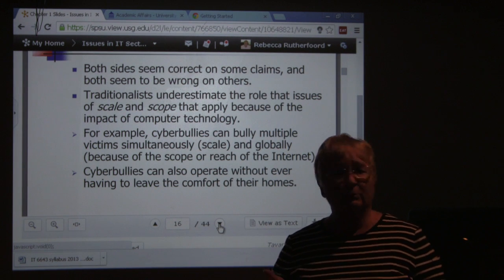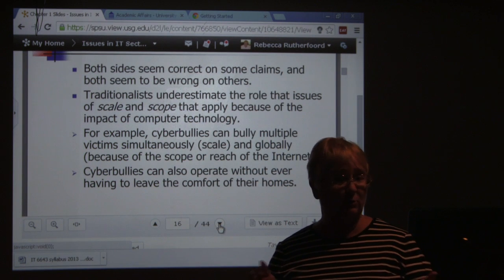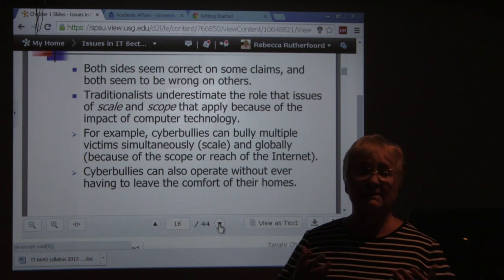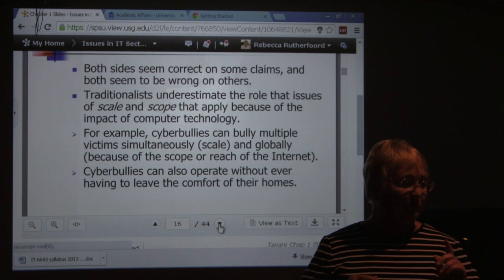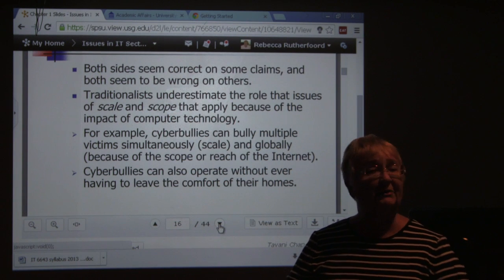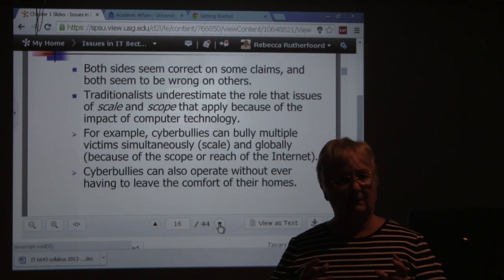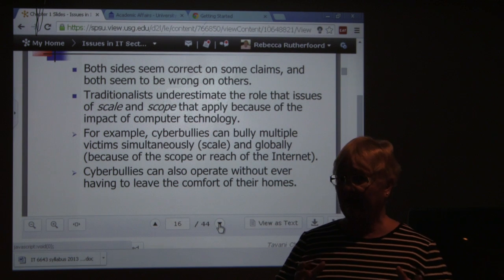And both sides are probably correct in many ways. In other words, it really depends on the situation, it depends on the given scenario, and it depends on the given technologies. So we have to look at all that. Traditionalists, however, tend to underestimate the role of the scale of computing, the proliferation of computing, and how that affects ethics.